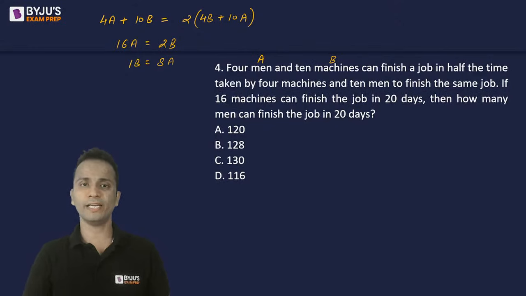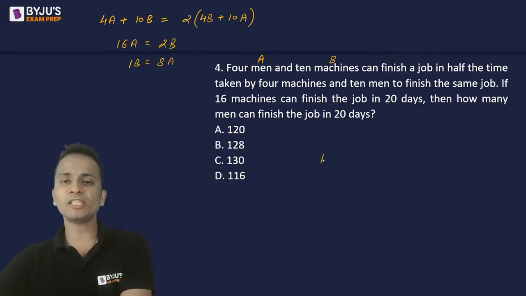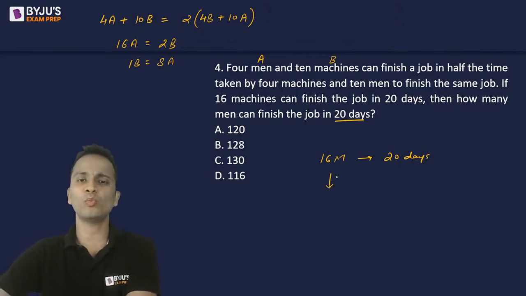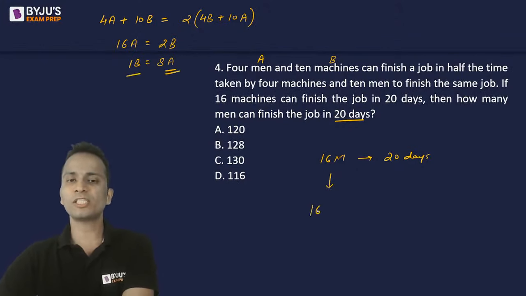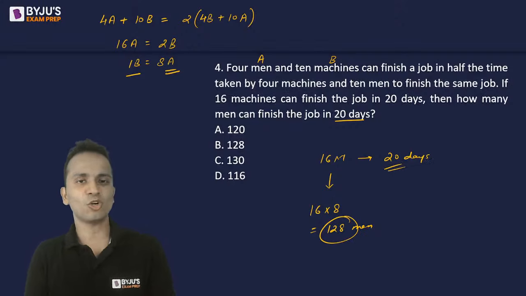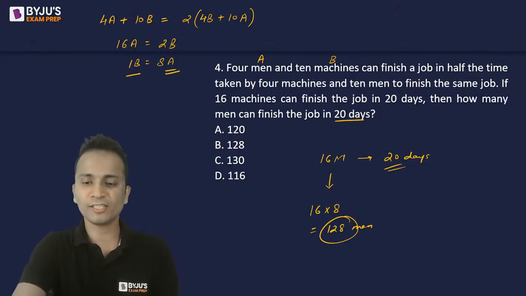Chandu, you are absolutely correct. Okay. Now, if 16 machines can finish the job in 20 days, so how many men can finish the job in 20 days? So number of days is same. I just need to replace these machines with men. Okay. Now one machine is equivalent to 8 men. So 16 machines will be equivalent to 16 into 8. That is 128 men. Okay. So 128 men will be required to do the work in 20 days. That's all. Okay. So the correct answer here is option B.